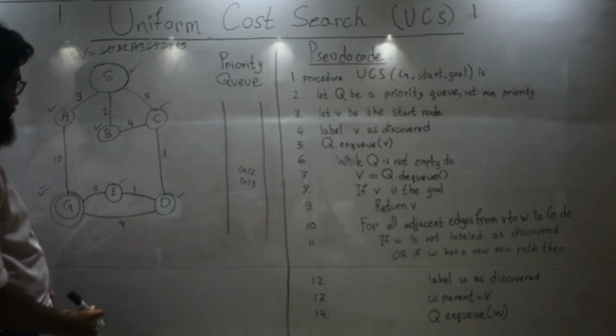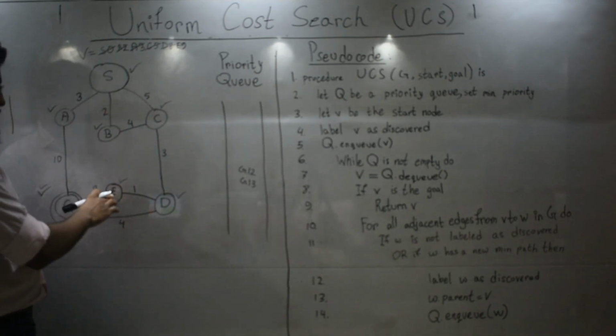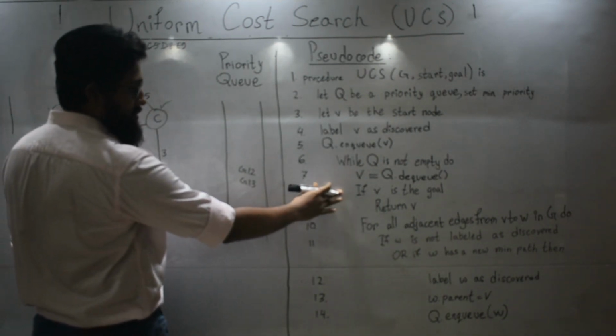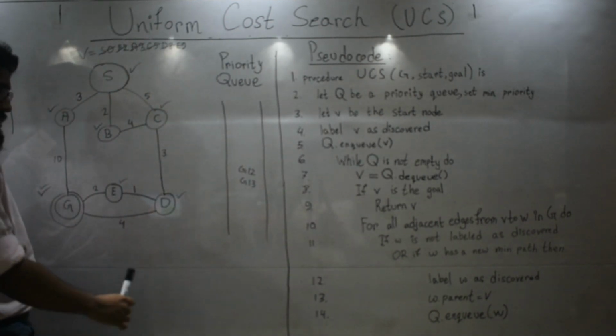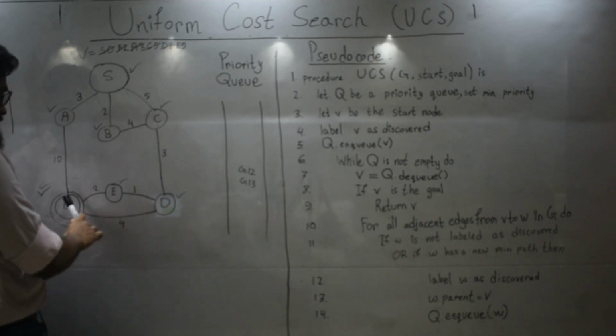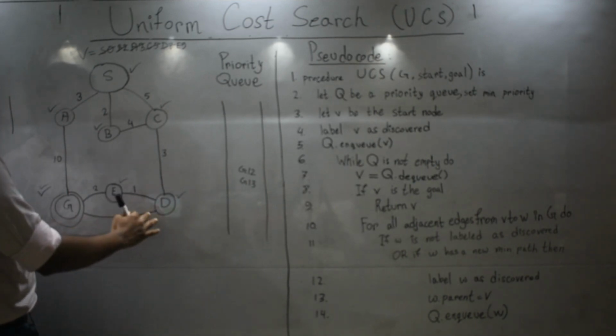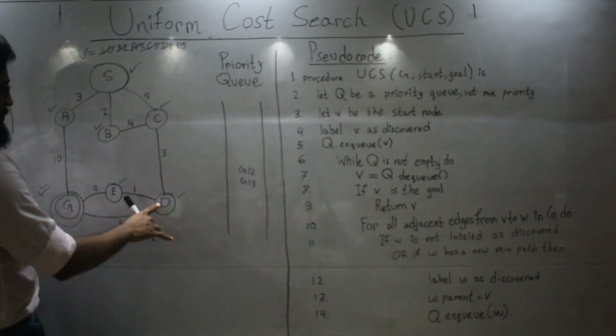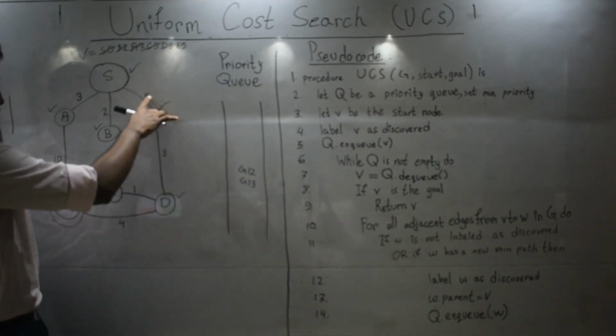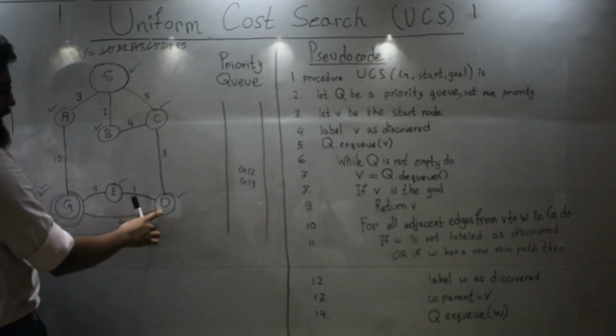E9. Okay. Now let's see. E9 is not my goal node, so we will move to this over here. All of E9's neighbors have been discovered. D discovered. And D does not have a new minimum cost, minimum path. It already has 5 and 3, 8.